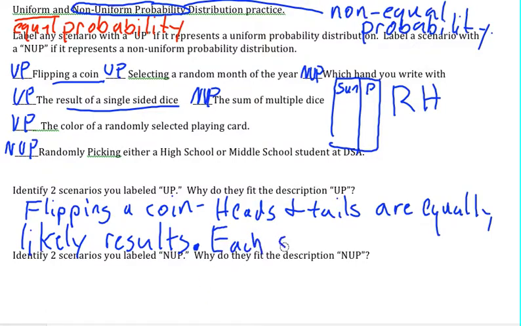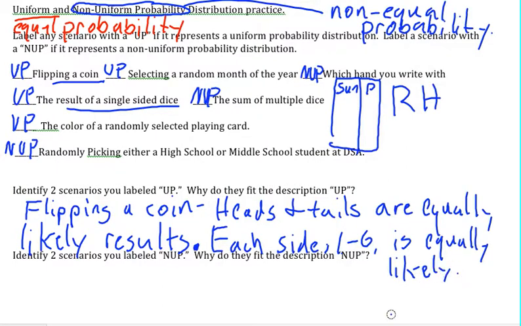Each side, 1 through 6, is equally likely, or we can actually give that a probability. We can say it has a 1 in 6 chance. Every side of the die has a 1 out of 6 probability, so they're all equal probabilities. That's what makes it uniform.